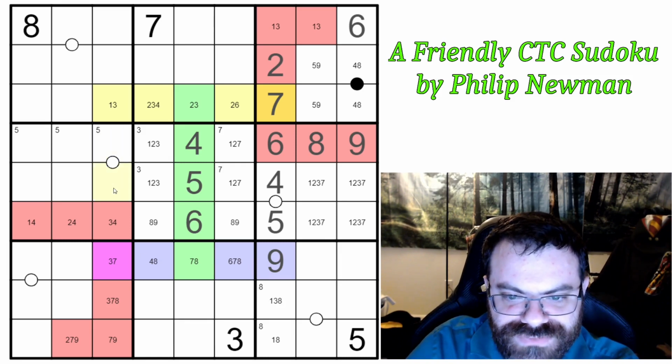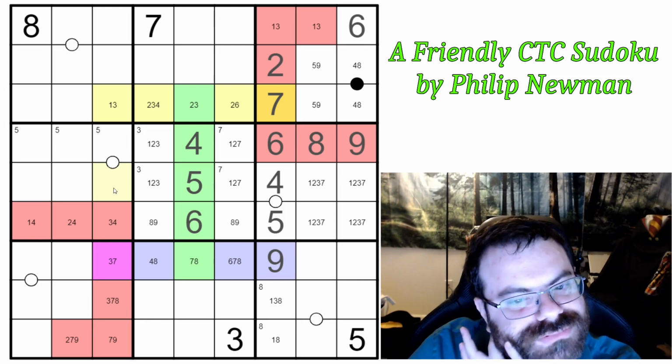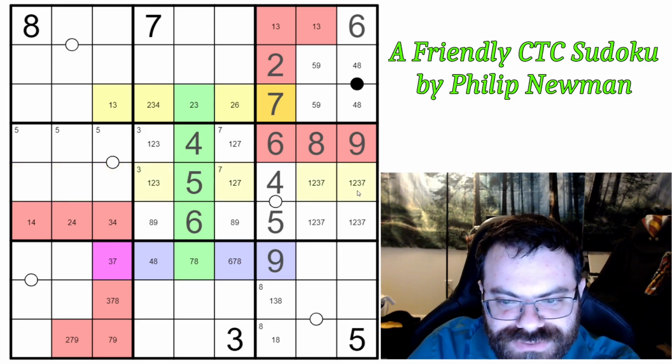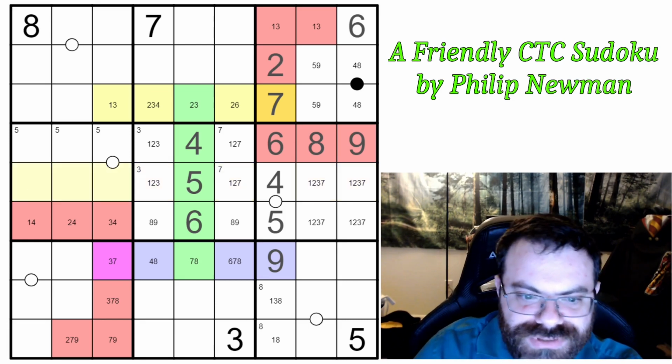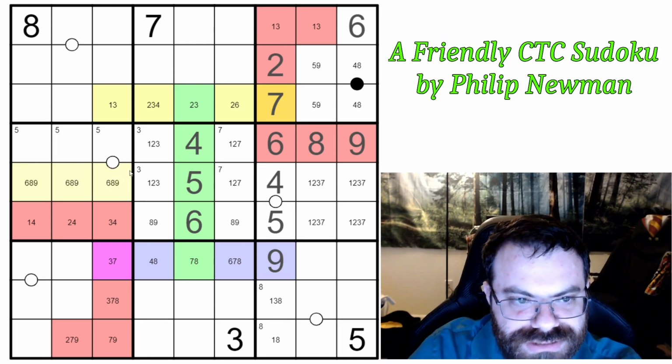If this were a 5, this would have to be a 6. That actually, for this row, we have 1, 2, 3, 7. Quadruple. So that leaves a triple here. We have 1, 2, 3, 4, 5. We need 6, 8, and 9. This can't be 8. Oh, come on.